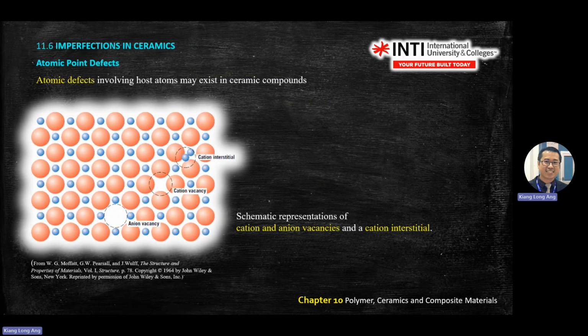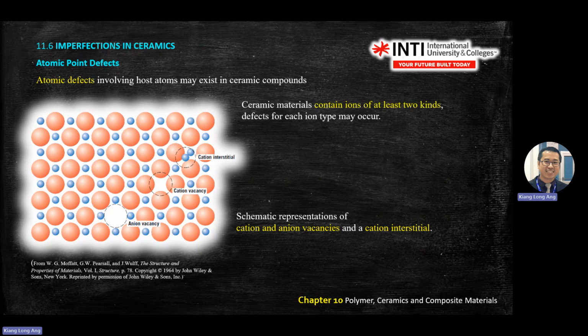Okay. Now, I go into imperfection for ceramic. They have three types of imperfection or defect. The first type is atomic defect. So you have three: one is anion vacancy, the negative charge missing, or cation vacancy, the positive charge missing, or cation interstitial, where there are too many of these positive charges. Okay, so there are three.